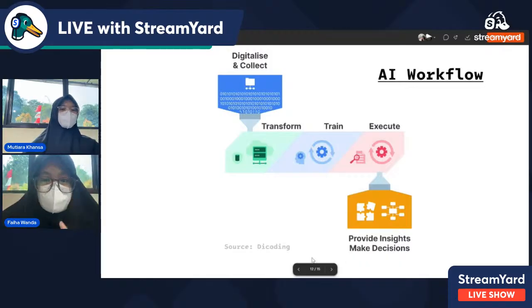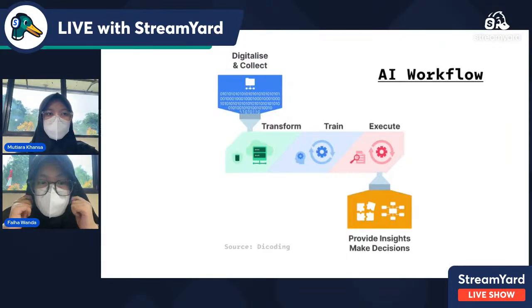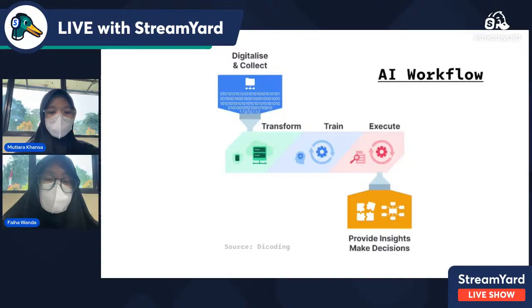The first step is digitalize and collect. At this stage, we collect and store the data that will be used to build the AI system. This is one of the most important steps because the data determines what the AI will learn and what tasks it will be able to perform. A simple way to think about this is: no data means no learning. Without data, AI cannot learn anything, because as we know, AI learns only from data.